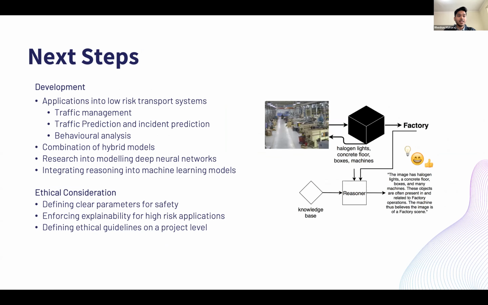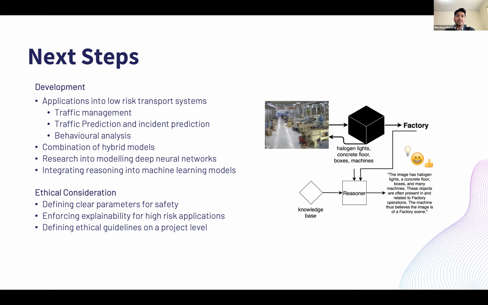The next step is to develop explainable AI into low-risk transport systems. So while we may have black box systems in low-risk transport systems, we want to make them more explainable or develop something for low-risk transport systems so that we can support our decisions, support our models, and try to improve upon them before going into high-risk applications, which have much more higher safety concerns.